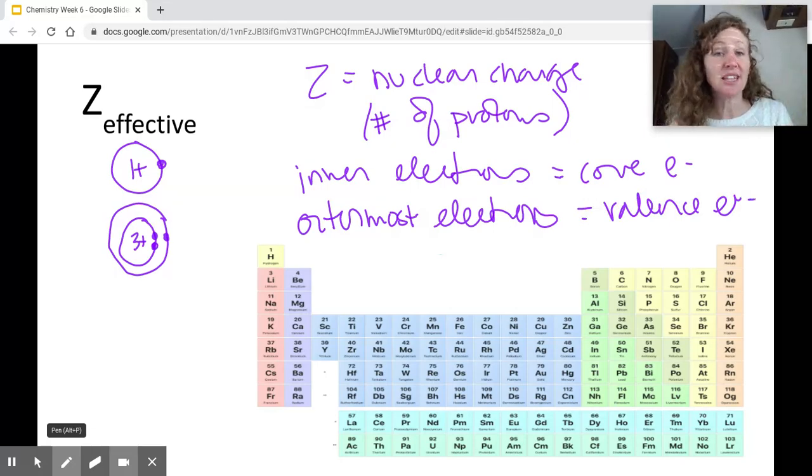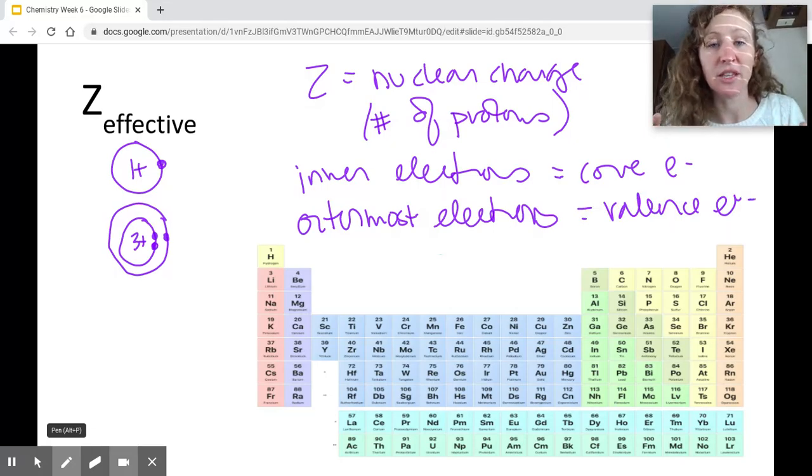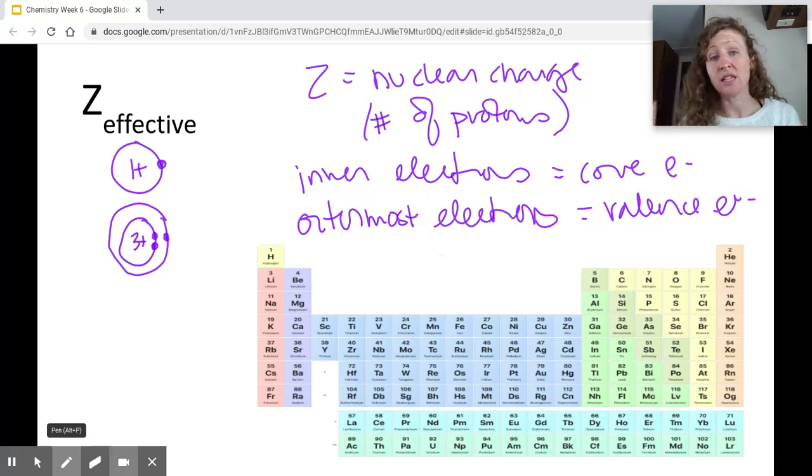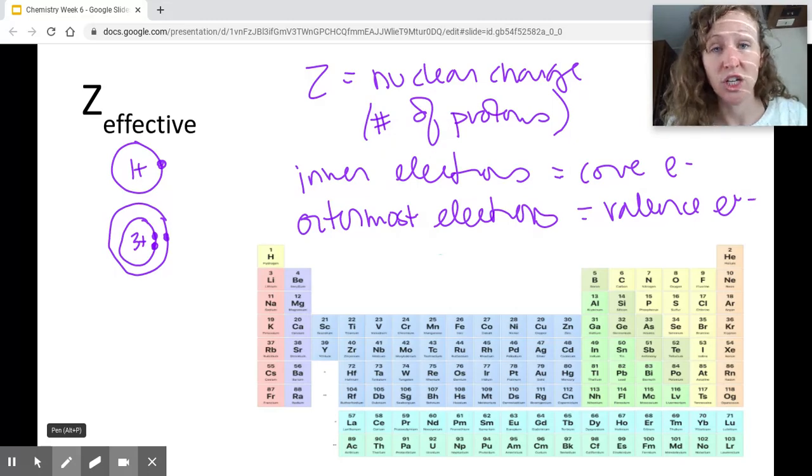So lithium already looks different than hydrogen, and this is kind of what we've been dealing with when we were talking about Coulomb's law. How does the attractive force between the nucleus and outermost electrons change as all of these factors change? How does it change when the protons increase? How does it change when the valence electrons in the valence shell change? How does it change when we get core electrons?